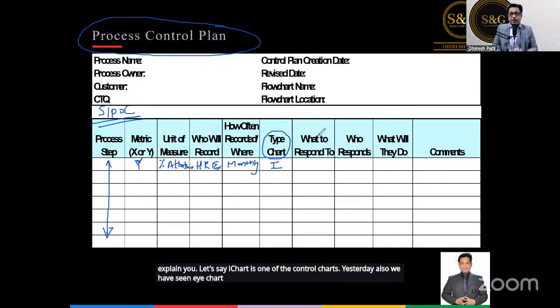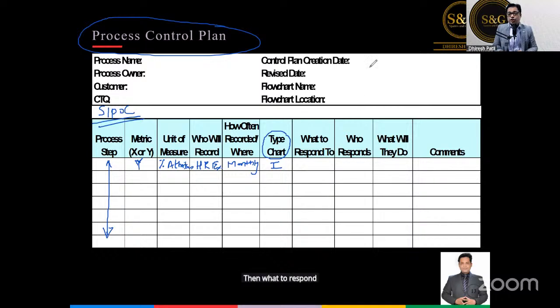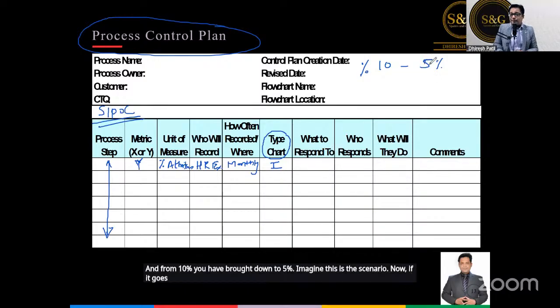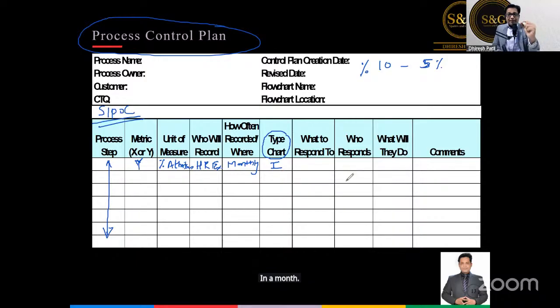Then what to respond? Let's say imagine the percentage attrition earlier was 10%, and from 10% you have brought it down to 5%. Imagine this is the scenario. Now, if it goes above 5% in a month, what to respond? Above 5% is the level at which you have to respond. Who will respond?